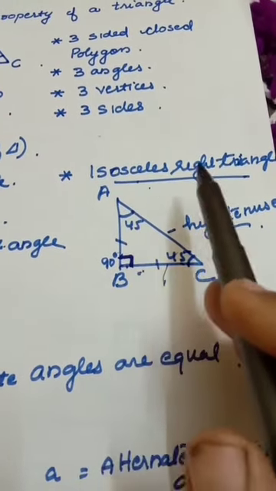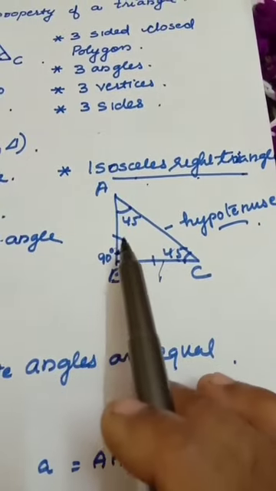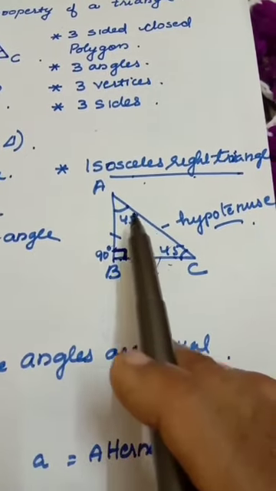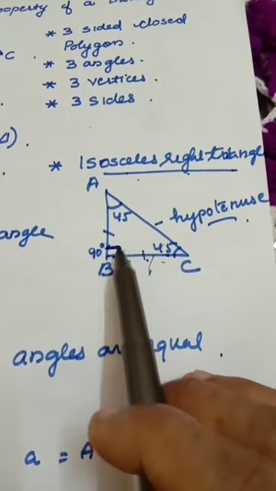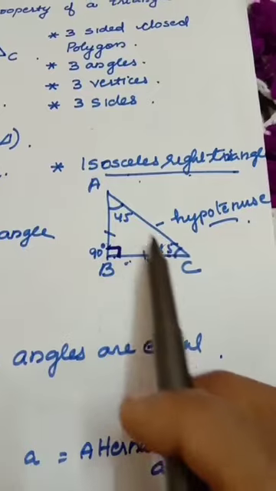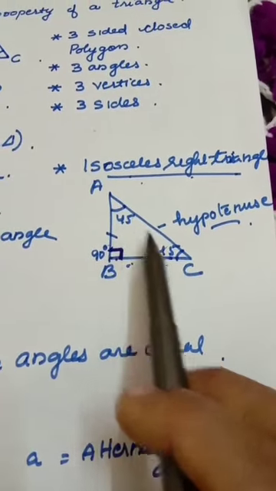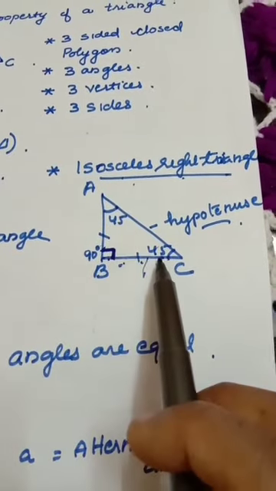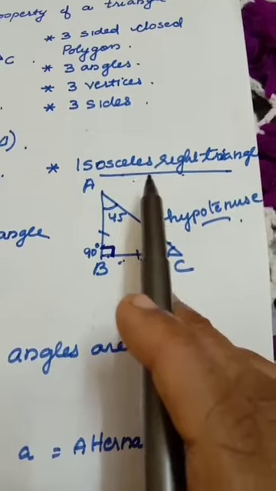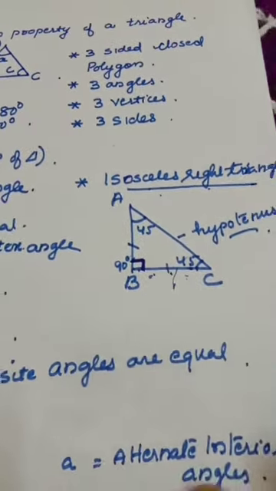Which is an isosceles right angled triangle. Right angled means 90 degrees. Isosceles means two sides equal. Then opposite angles are also equal. I already told you that in an isosceles triangle base angles are always equal. Here one of the angles is 90. Then the other two are also equal, that is 45, 45. This is fixed. Isosceles right triangle measures are 90, 45, 45. Clear?